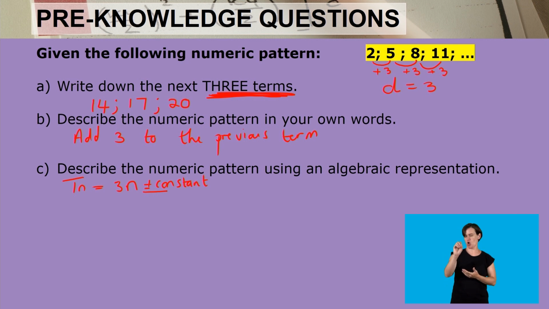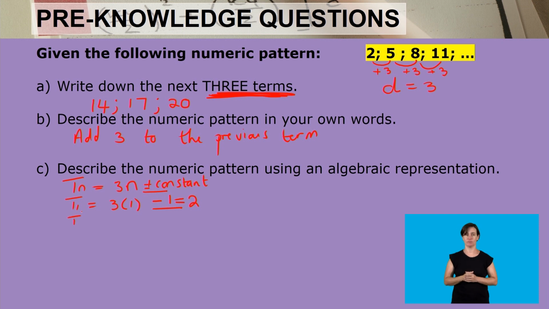So for us to be able to do that, we are going to use the first term. Now the first term would be 3 multiplied by 1. What do we add or subtract to get to the first term, which is 2? We can see that here we are going to subtract 1, because 3 multiplied by 1 is 3, and when we subtract 1, that is going to give us a 2.